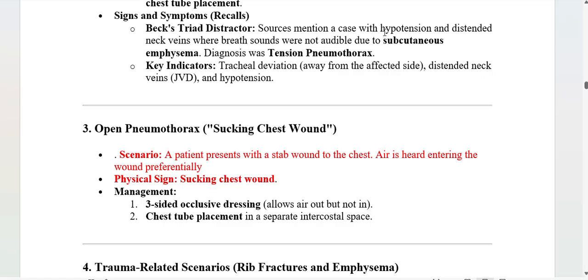Patient with hypotension, distended neck veins, where breath sounds were not audible due to subcutaneous emphysema. Diagnosis was tension pneumothorax. Tracheal deviation away from the affected side, distended neck veins, and hypotension. Diagnosis was, I think it's wrong, it's not correct. I will check later.